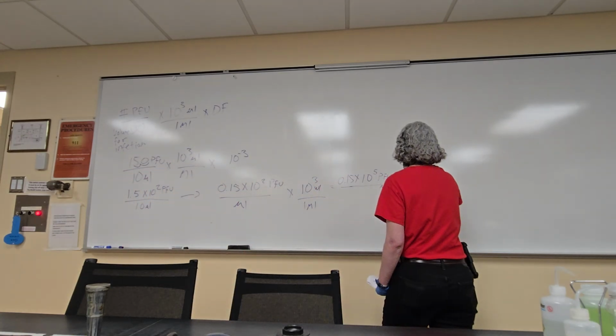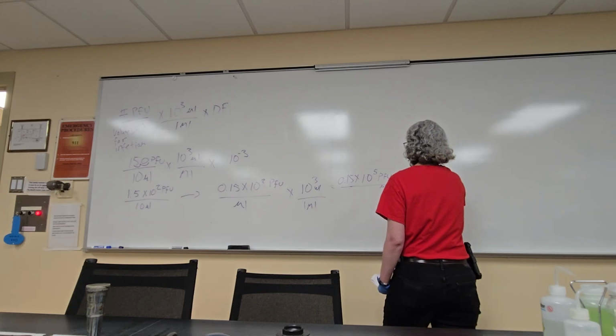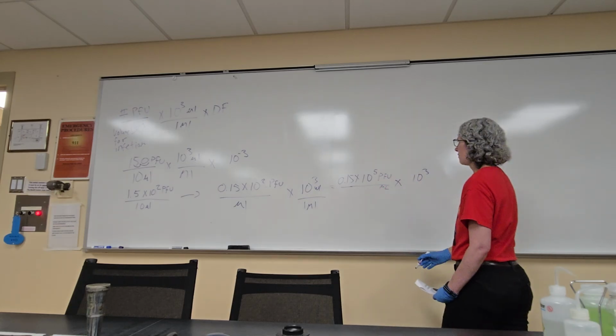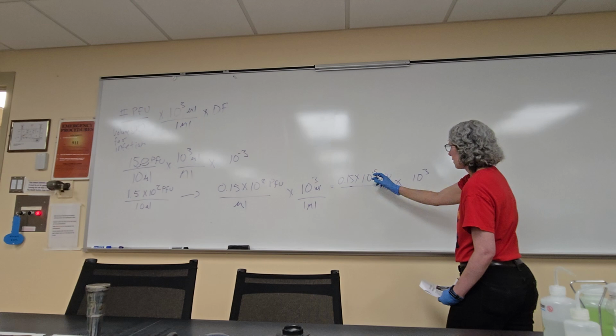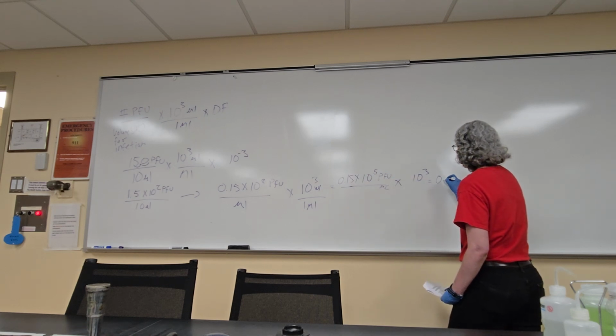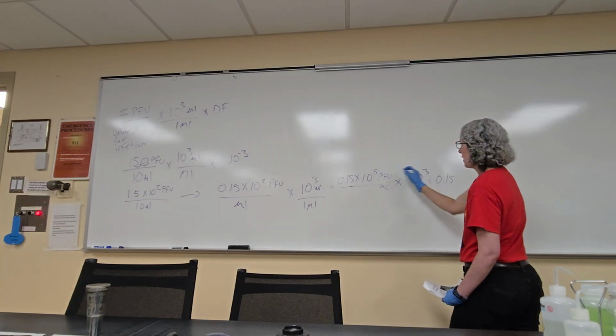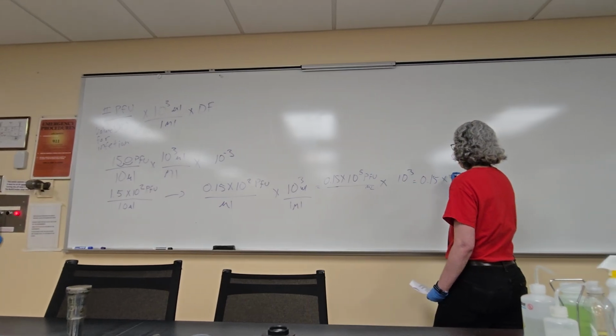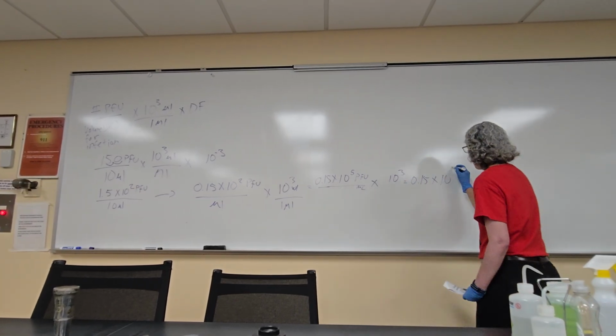So we have to multiply again, times 10 to the 3 for our dilution factor. So then we've got our first number here, which doesn't change, 0.15, but then we have to add our exponents again. So that's going to be to the 8th, okay?